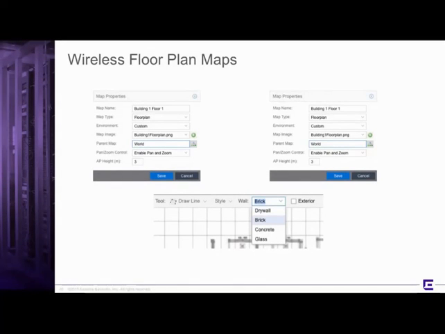When creating a floor plan map, multiple properties need to be set in order to allow for the accurate reporting of signal strength and client location. These properties include open spaces, office cubicles, dry walls, or brick walls. These maps can be imported utilizing PNG files, GIF files, or JPEG files.